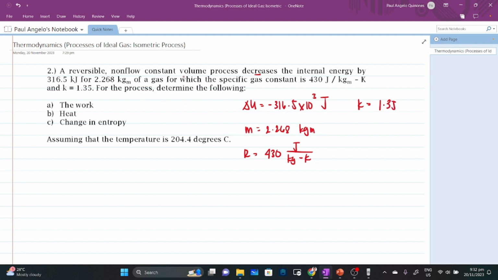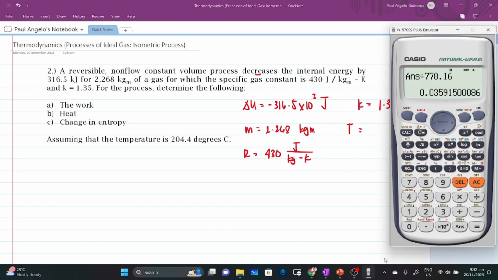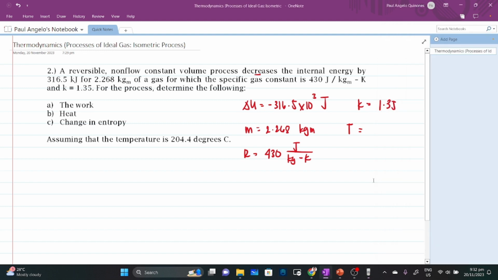So we are asked to locate the following: what is the work, what is the heat, and what is the change in entropy, assuming that the initial temperature is 204.4 degrees Celsius, or we need to convert that, so that is 204.4 plus 273.15 equals 477.55 Kelvin.